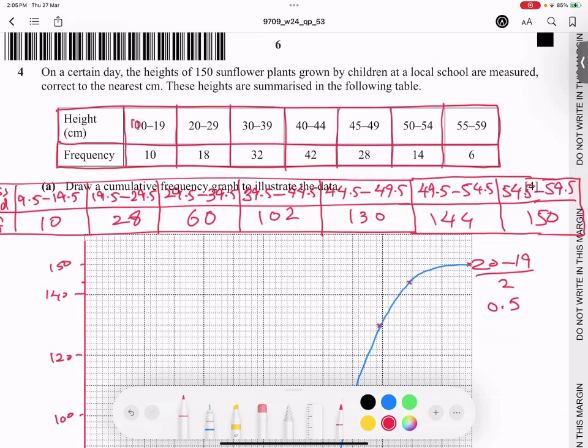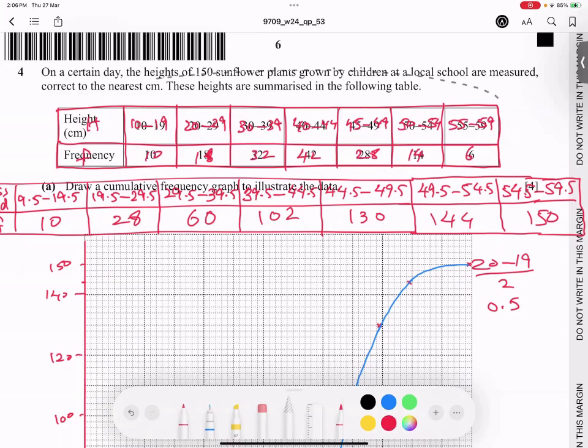Okay, there's 10 to 19, 20 to 29, 30 to 39. It will take not more than 1 minute. Anyway, 50 to 54, 55 to 59, and the frequencies 6, 14, 28, 42, 32, 18, and 10. So this is the frequency and this is the heights.